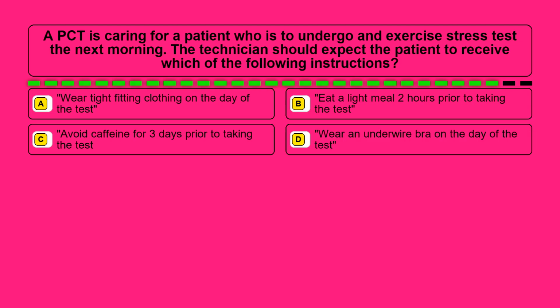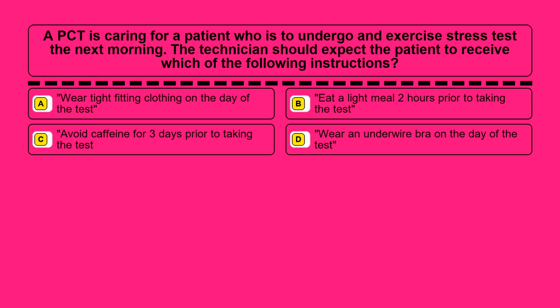Question 24. A PCT is caring for a patient who is to undergo an exercise stress test the next morning. The technician should expect the patient to receive which of the following instructions? Option A. Wear tight-fitting clothing on the day of the test. Option B. Eat a light meal 2 hours prior to taking the test. Option C. Avoid caffeine for 3 days prior to taking the test. Option D. Wear an underwire bra on the day of the test.